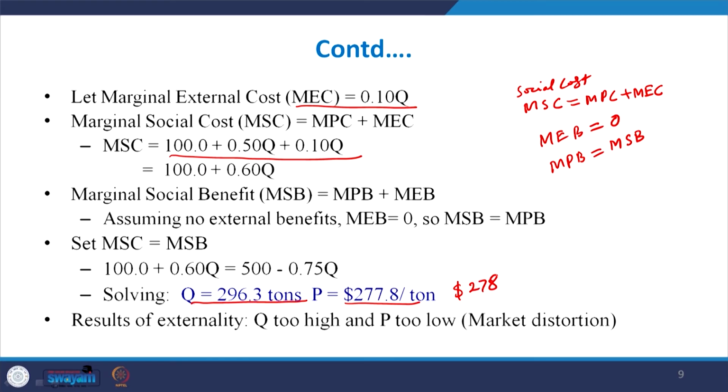So, the result of externality is that if there is a presence of the externality and it is not internalized, the Q is too high and P is too low. So, therefore, the market is distorted, but in this case the new solution is at a higher level of price and lower level of output, and that benefits the society, because now since output of steel is reduced, obviously, per unit marginal external cost will also come down.